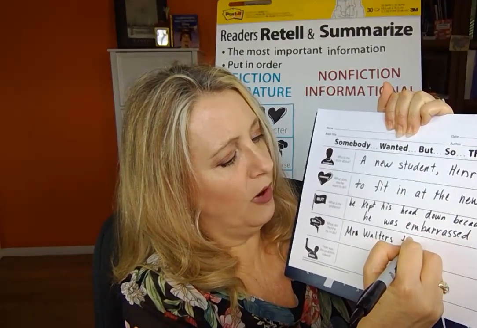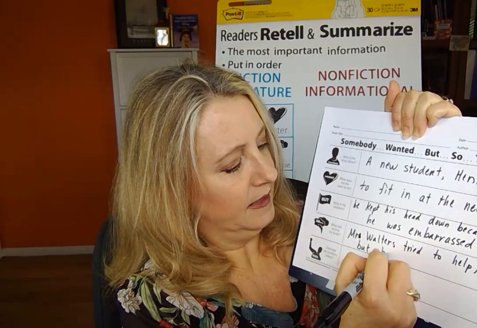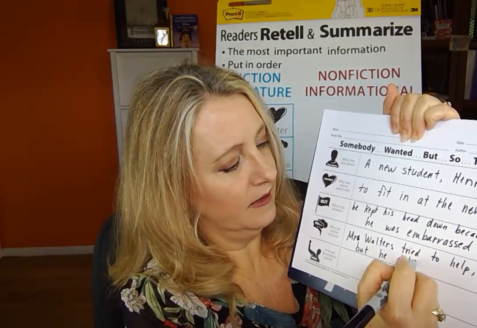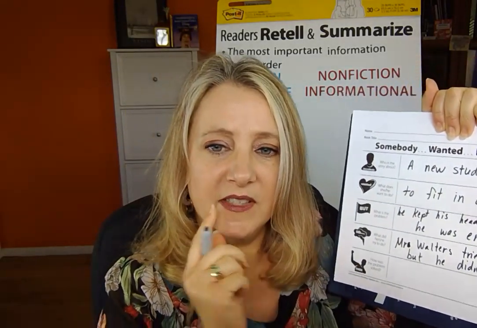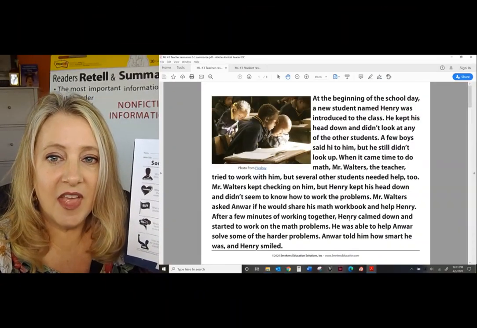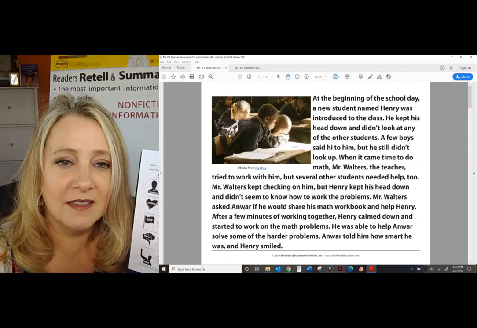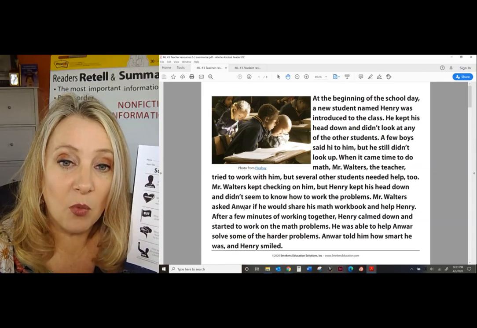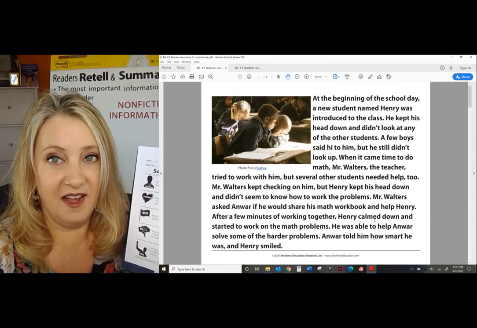Walters tried to help, but he didn't have time. Okay. Then, what's the solution? Well, as I go back in here and I look at the then, I see that it wasn't Mr. Walters who helped. It was actually Anwar. Then Anwar shared his math workbook and helped Henry. And Henry calmed down, right?